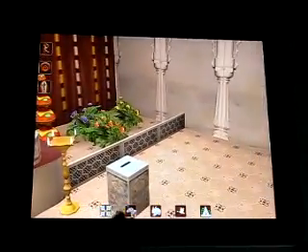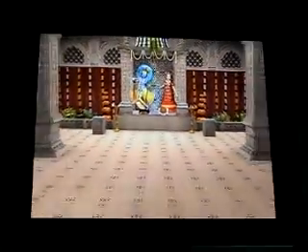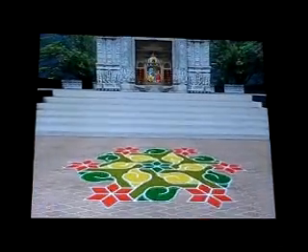And we also have the icons out here which show you all the points of interest inside the temple. So if I click on this, we're taken outside. And here we see a beautiful rangoli pattern on the floor. I can have a look at the various patterns available.